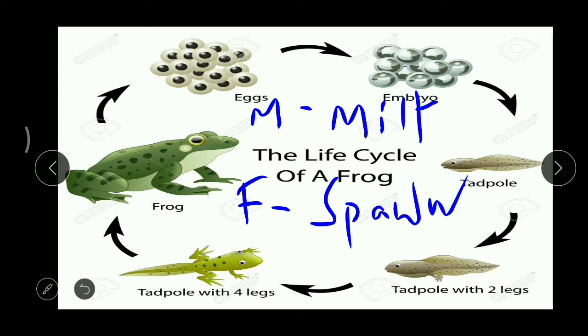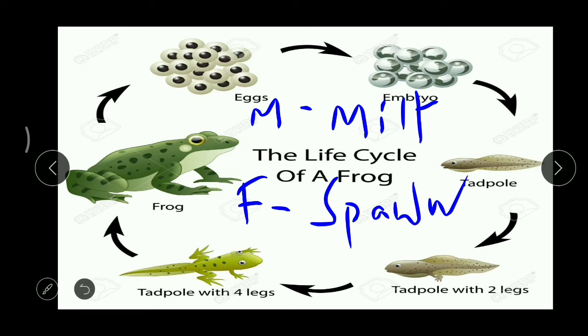Got it? So the male frog releases a melt and the female frog releases a spawn. Both these two eggs, they enter what? They enter water, and inside the water fertilization takes place. Okay, so where is it taking place? Inside the body or outside the body? Outside. That is, in the water. That's why we call that external fertilization in a fish and a frog.